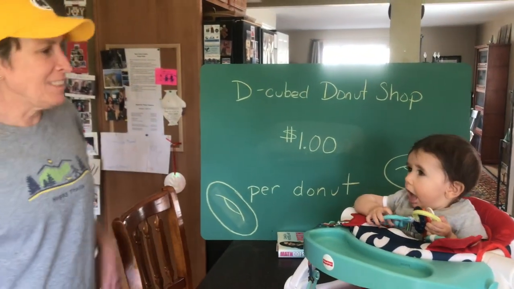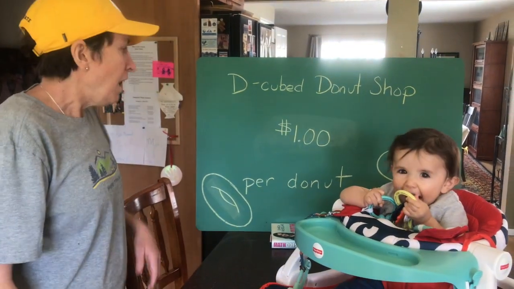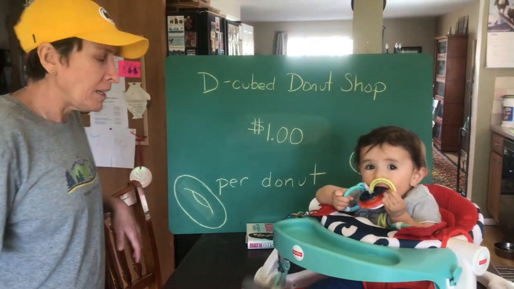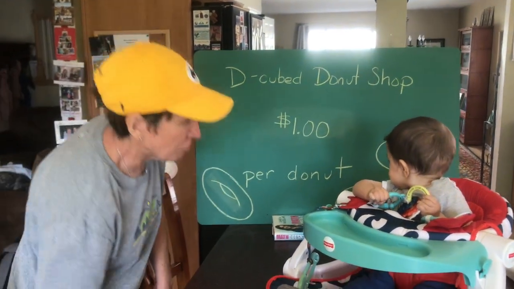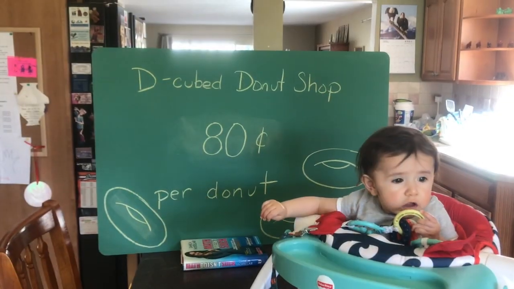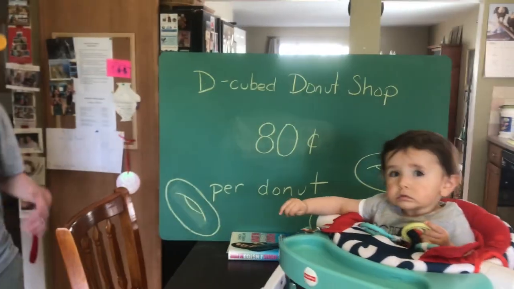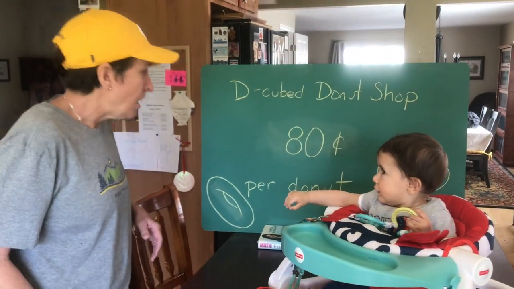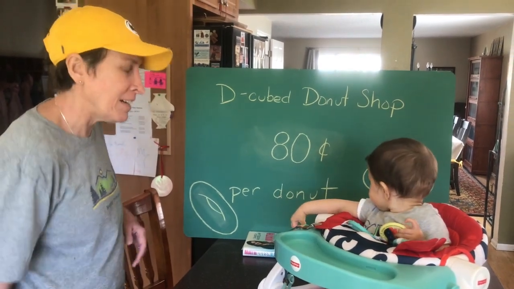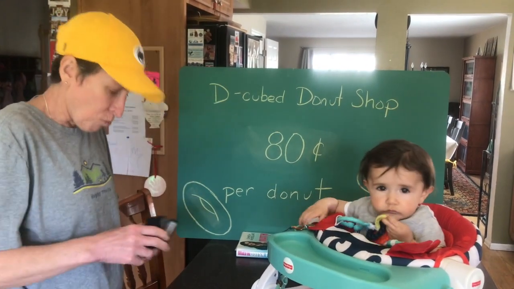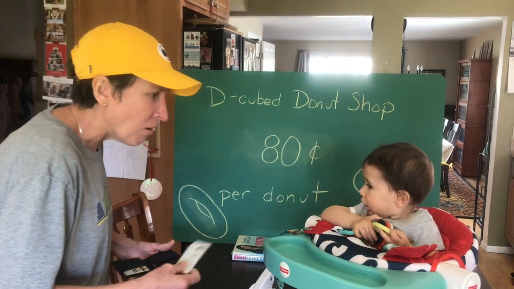Hey, D Cube Donuts, how's it going today? Oh, you got donuts $1 per donut? You know what, at that price, I think I'll take 2. You take debit cards, right? Yo, D Cube Donuts, what's going on? Ah, you got donuts for 80 cents per donut? I think I'll take 3 at that price. That's a great price. Wow.